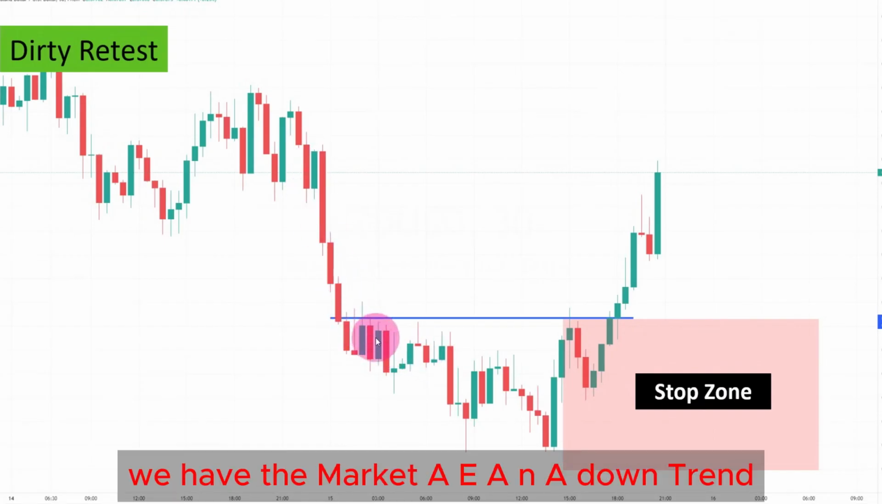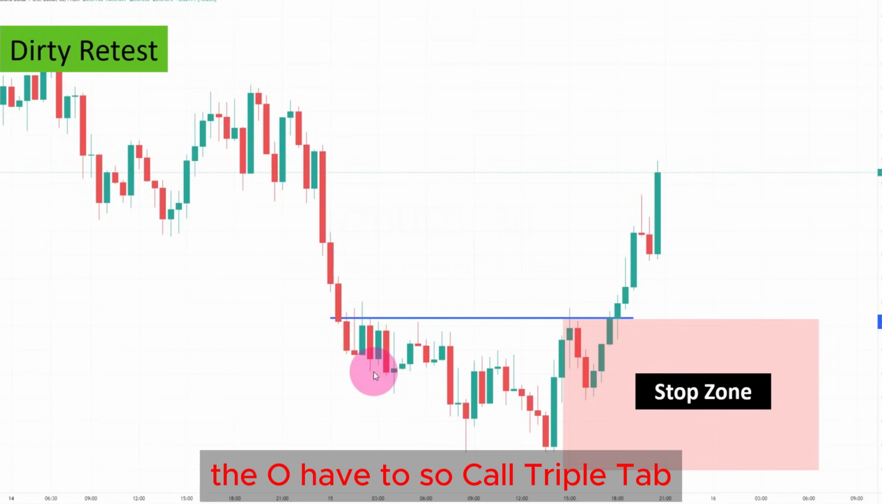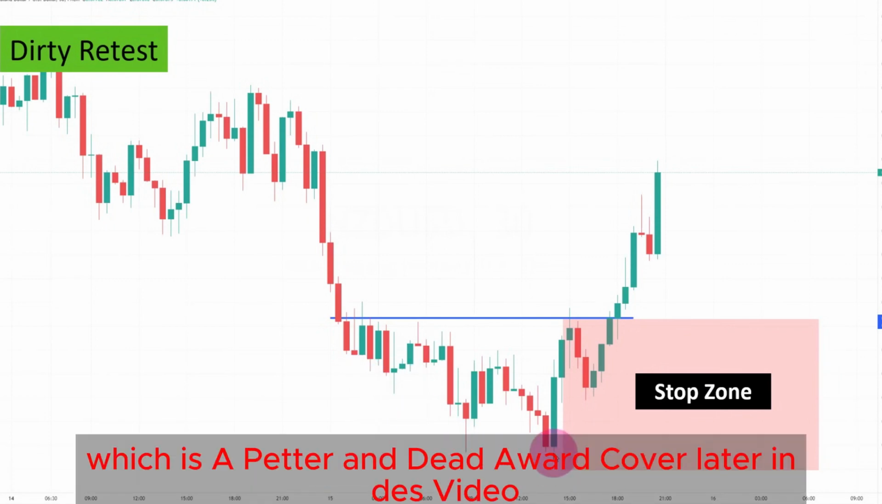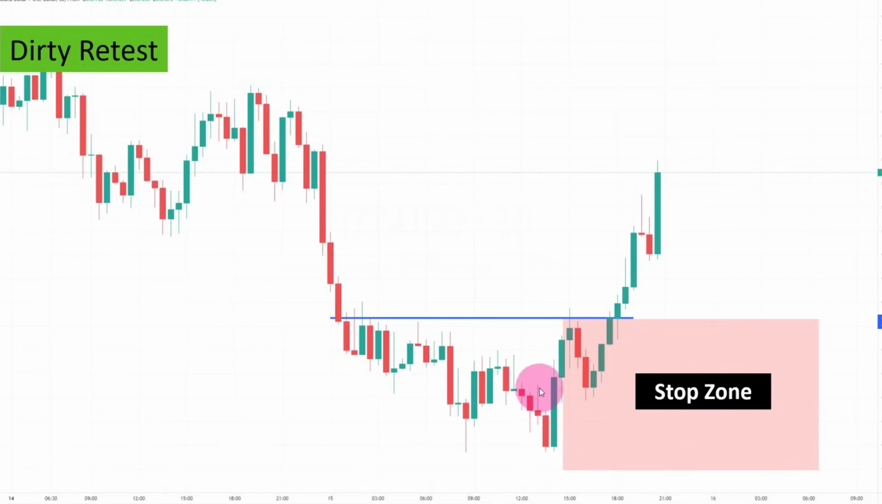We have the market in a downtrend, then we have the so-called triple tap. Tap 1, tap 2, tap 3, which is a pattern that I will cover later in this video as well. And then we are building this pattern, which kind of looks like a reverse head and shoulders. We have here our neckline, the right shoulder, which is a higher low. The left shoulder is probably somewhere in here. We also have the component of a double bottom. And also you could say maybe this here, the right shoulder of a head and shoulders, sometimes also has the concept of a breakout buildup included.